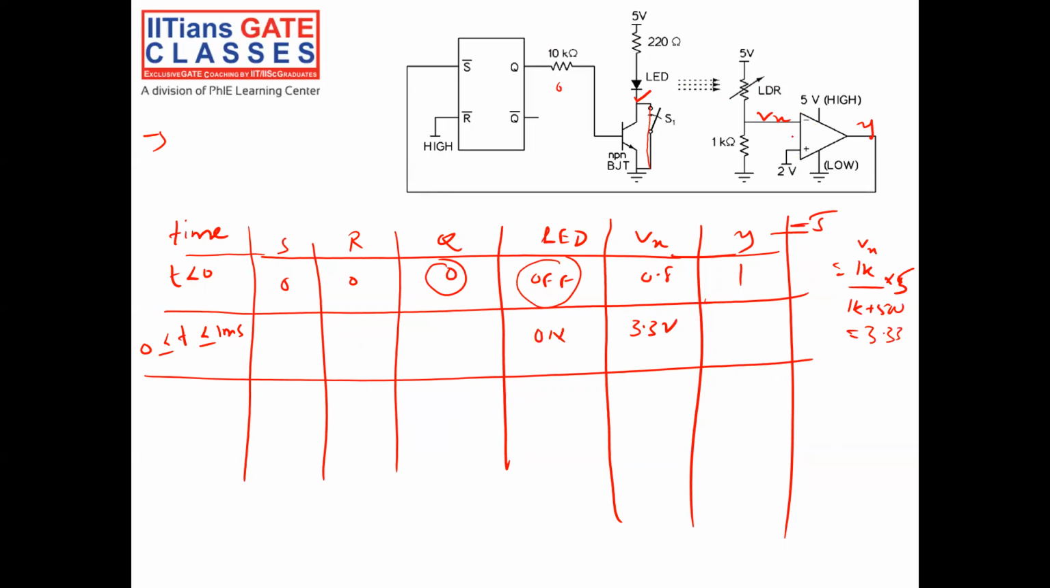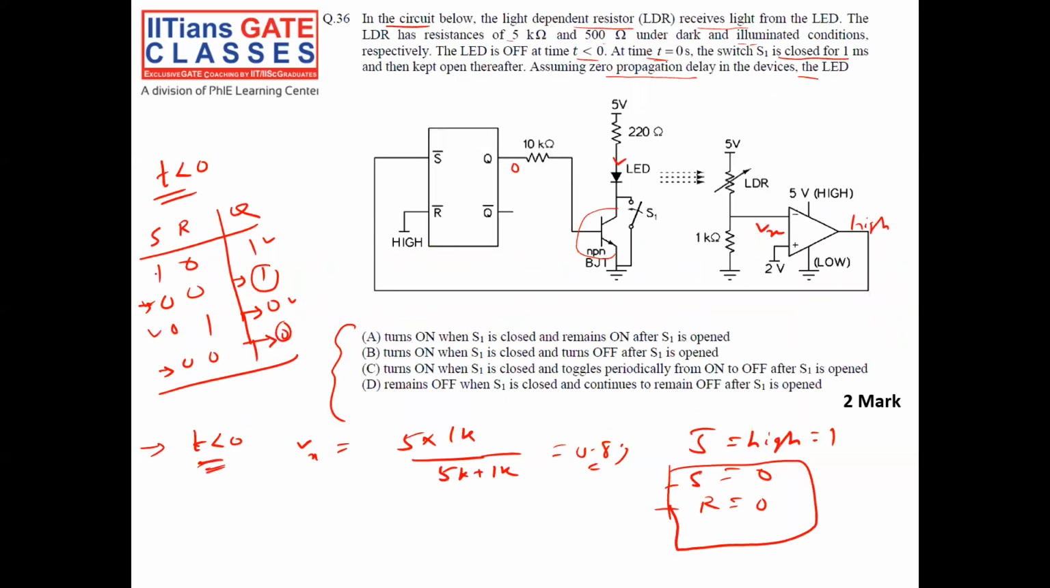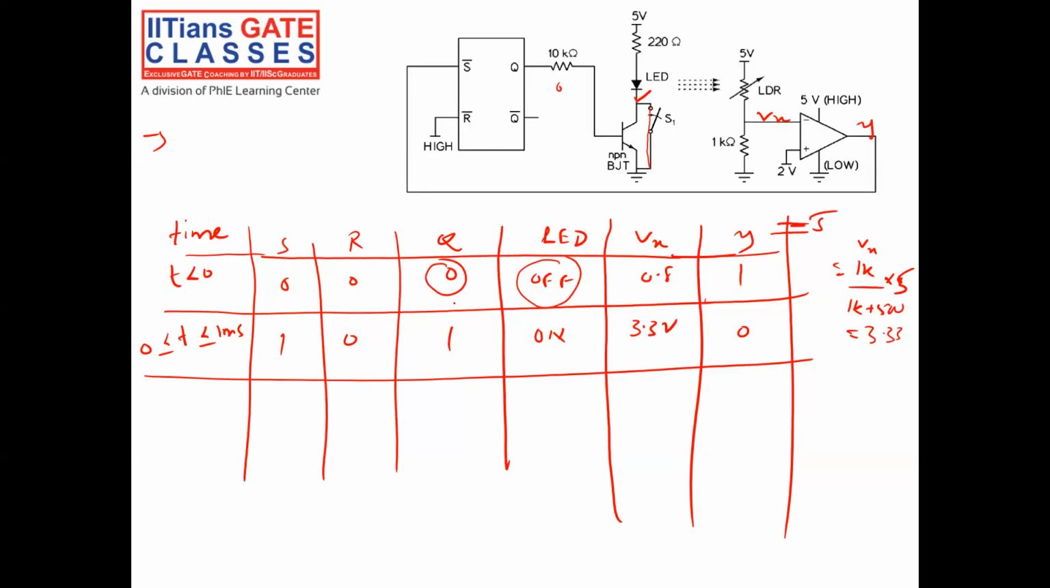Vx is 3.3 volt, V negative is more than V positive, so output will be 0. Since Y is equal to S bar, S will be 1. R is already tied to 0. So what will it do? 1 0 means Q will be 1. For S is equal to 1, R is equal to 0, my output Q is equal to 1, so I put 1. Q is equal to 1 means the transistor will be on. This is the condition for t equal to 0 to 1 millisecond.